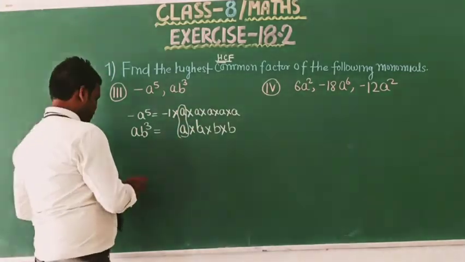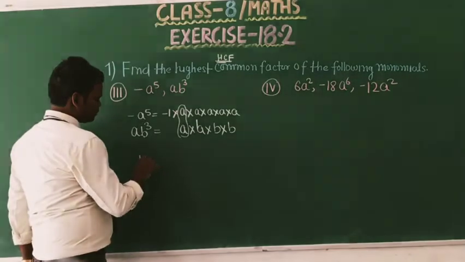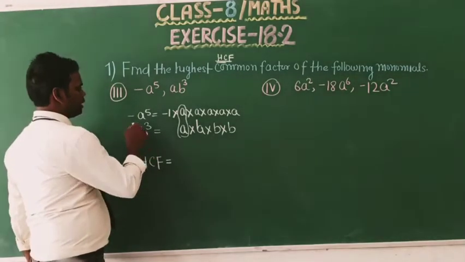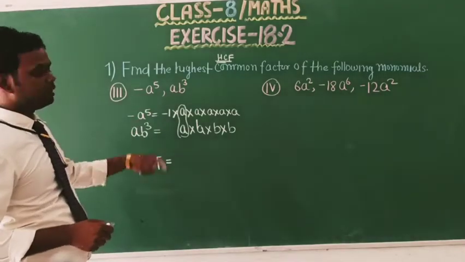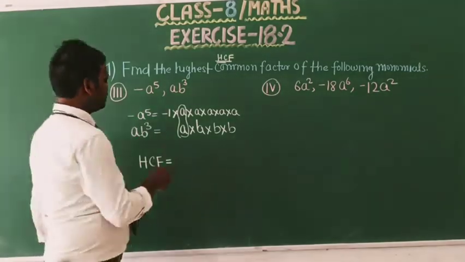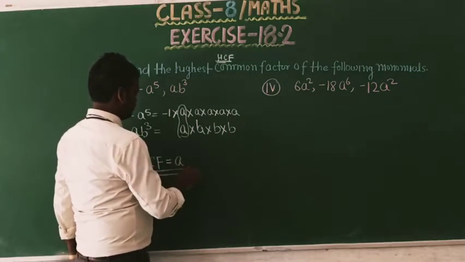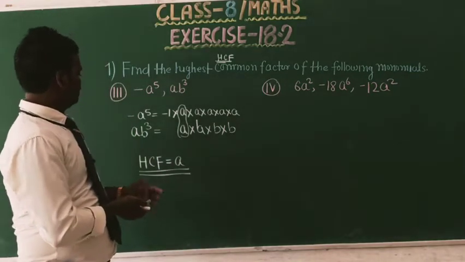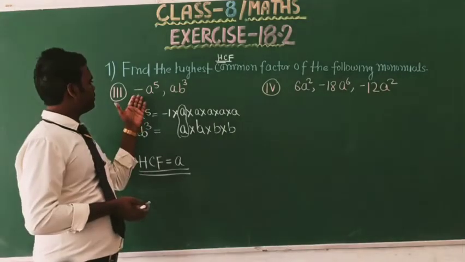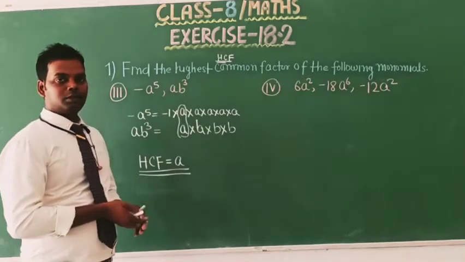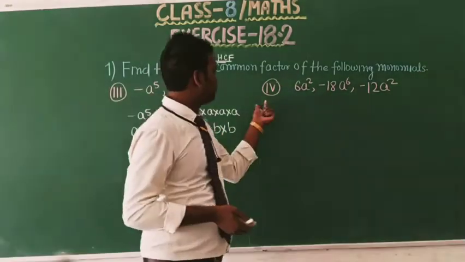Therefore, the highest common factor of minus a to the power 5 and ab to the power 3 is a. Okay, now move to the fourth part.